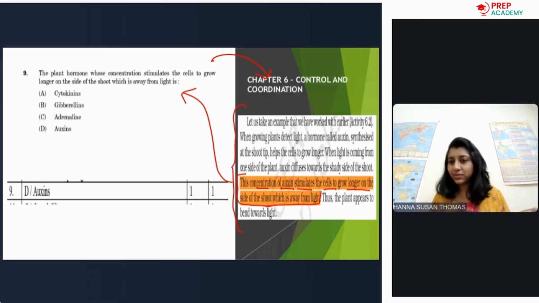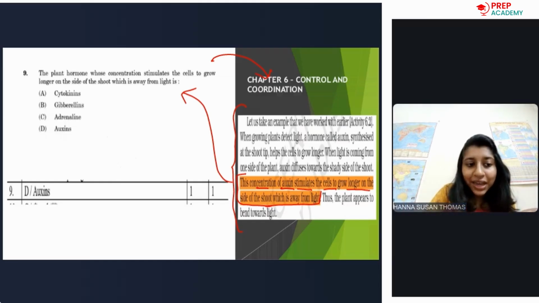So that's a direct question. Sometimes the board can ask you a direct question from the textbook, same to same words. So here from this reader you understood that the concentration of auxin is responsible for the cells to grow longer on the side of the shoot which is away from the light. That's given in the reader itself, right? So, what will be our answer? In this question, it's asking which hormone is responsible for that particular phenomenon.